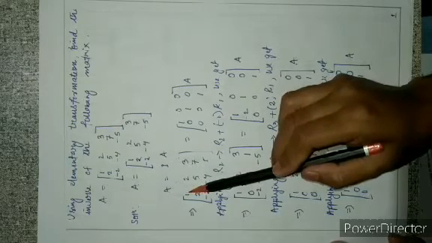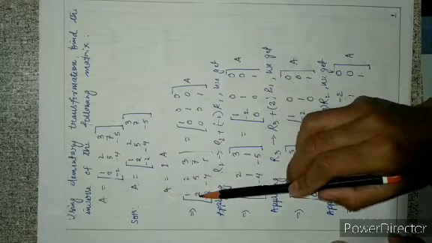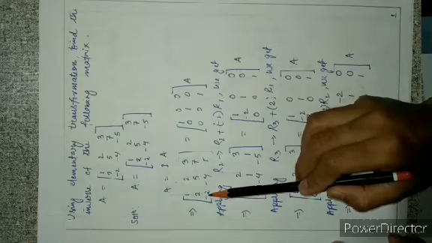By using this element 1, make the corresponding element this 2 and the minus 2 equal to 0.